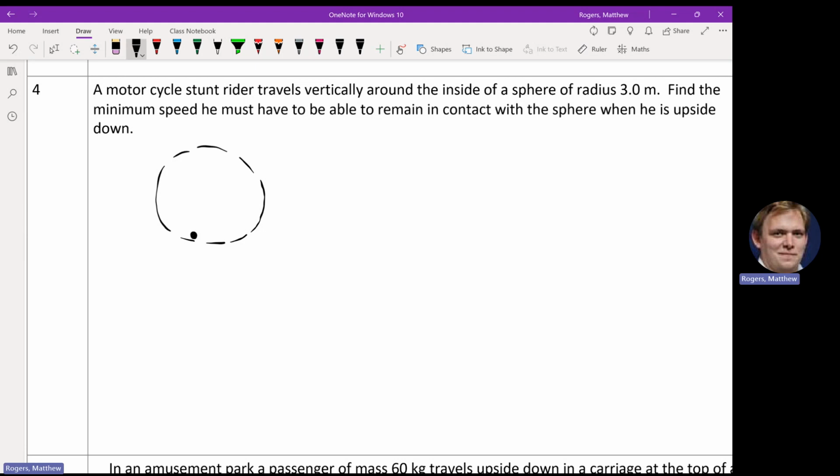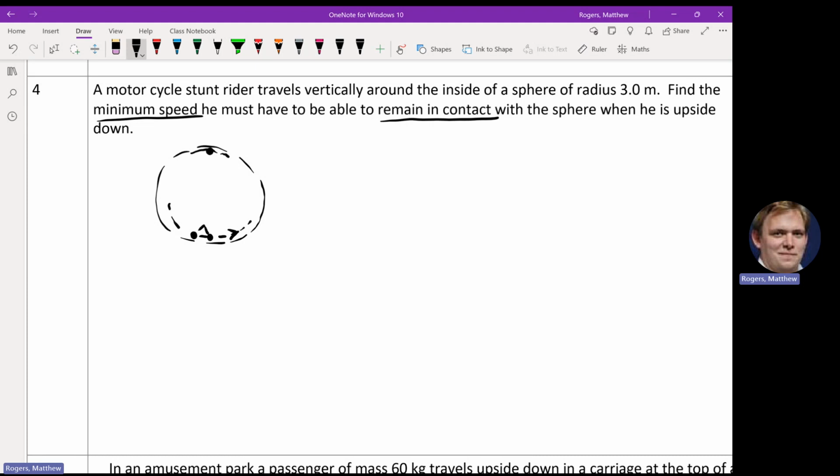We've got my motorcycle rider. It's about as good as I can do, going round in a circle. And the question asks about what happens when he comes to the top. I'm just going to do him as a blob at the top. And the question says, find the minimum speed he must have to be able to remain in contact with the sphere when he is upside down.